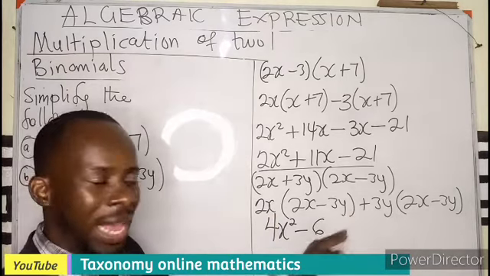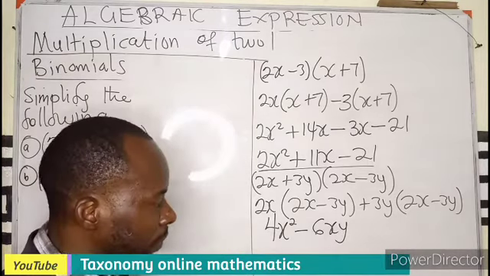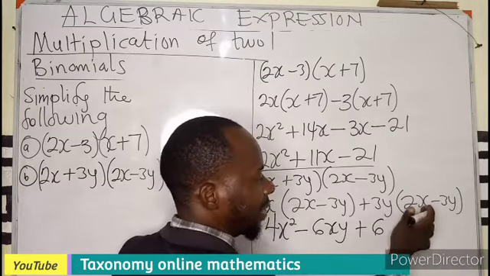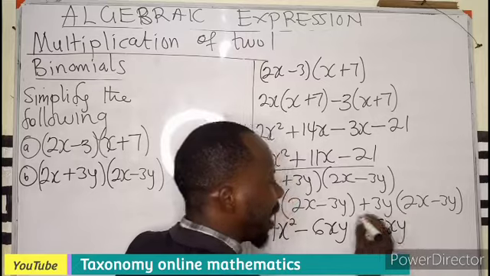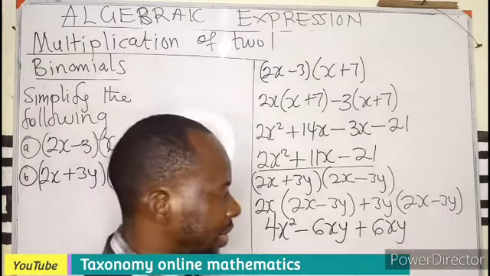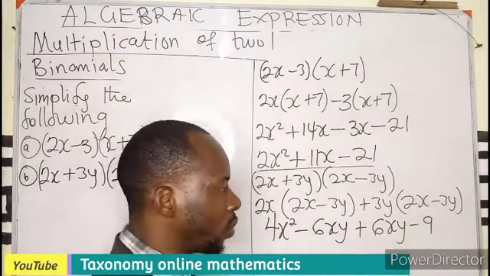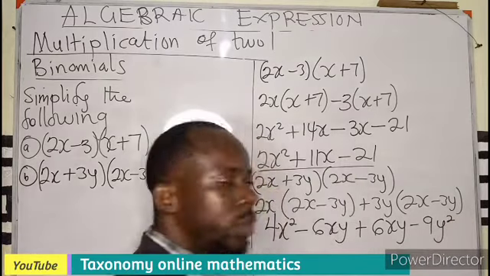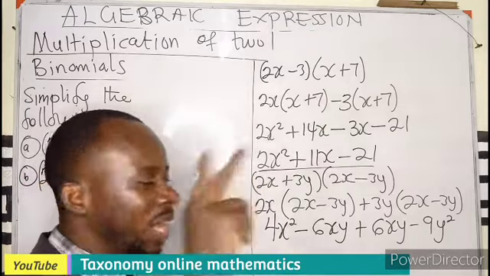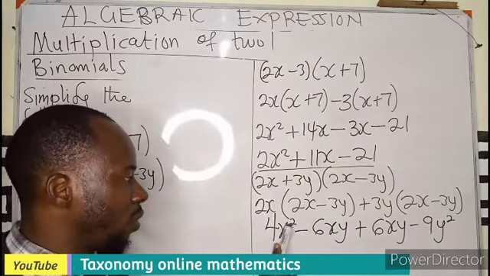X times y will just be xy. The two terms will multiply together. So 3 times 2 will give us 6. X times y will be xy. 3 times 3. This time negative, so negative 9. Y times y will also give us what? Y exponent what? 2. Because y exponent 1 times y exponent 1 gives you y exponent 1 plus 1, which is 2.